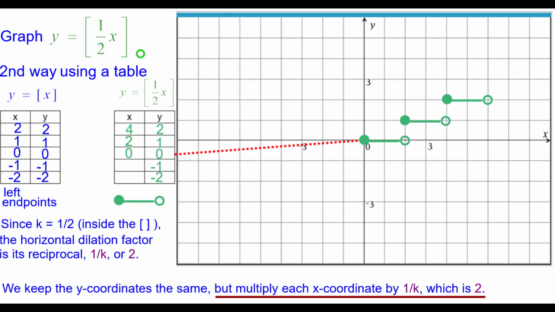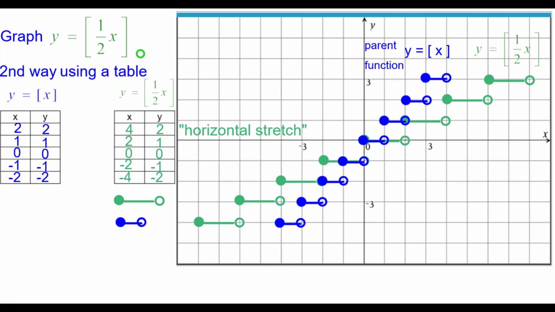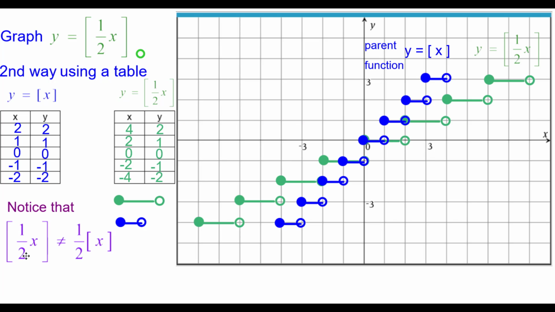The origin is left unchanged. 2 times -1 is -2. And 2 times -2 is -4, so -4, -2. Finish a few more steps to get the pattern there. It does go on infinitely in both directions. And comparing it to the parent function, we can see this is a horizontal stretch. Also, we'll point out that the greatest integer of 1/2 x is not the same as 1/2 times the greatest integer of x.